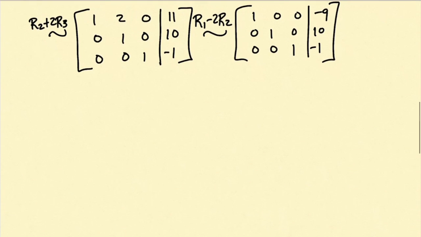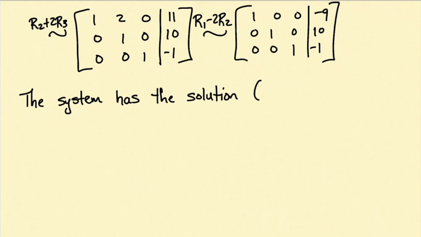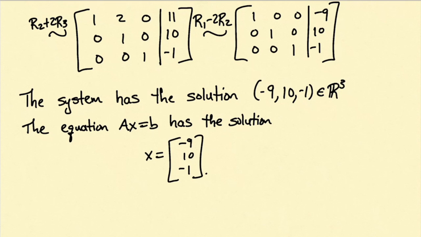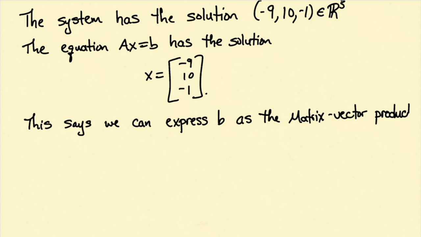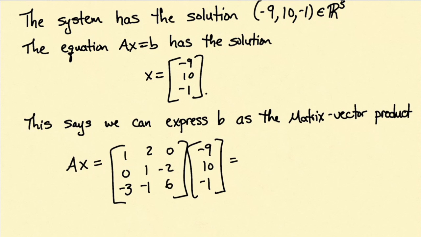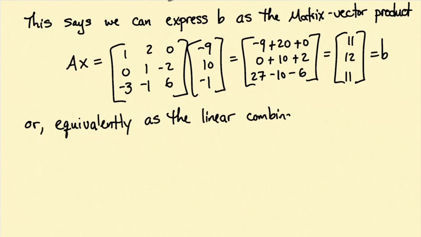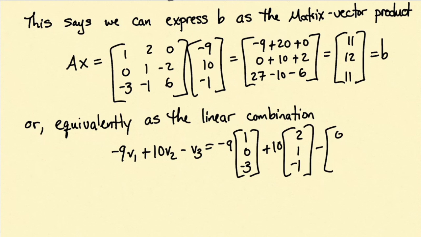So we see that our system has a unique solution, which we've previously identified as the point (-9, 10, -11). From our new perspective, we can think about the matrix equation Ax equals b as having a solution that is a single vector (-9, 10, -11). We can also think about this as allowing us to express b as the matrix vector product, which remember is equivalent to expressing b as a linear combination of the columns of our original coefficient matrix A.